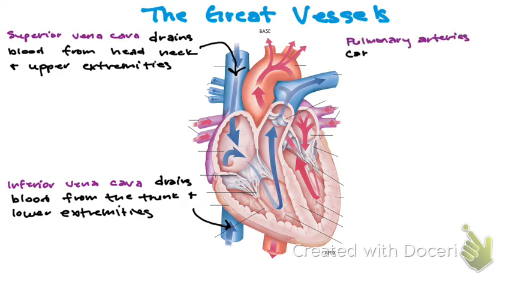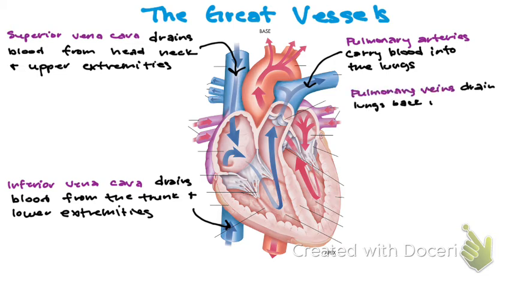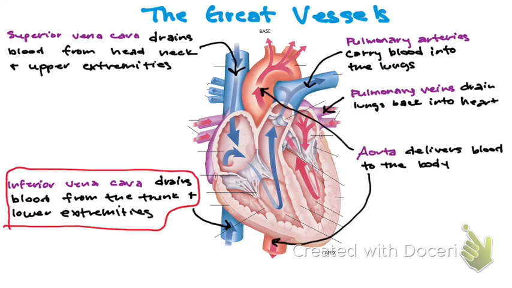The pulmonary arteries carry blood into the lungs, and this is the case where your artery is going to have deoxygenated blood, because blood is traveling away from the heart, so it's in an artery, but it's delivering the oxygen-poor blood from the body into the lungs. The pulmonary veins then drain the lungs back into the heart, and the aorta then delivers blood into the body.